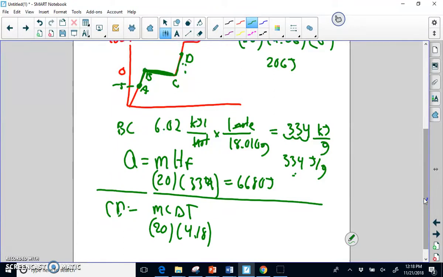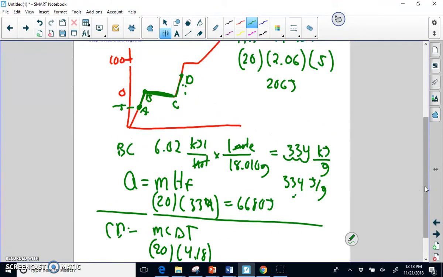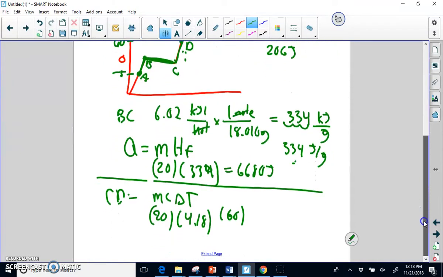Now we've got to get our change in temp. So from C to D, we're going from 0, and if you look in the question, this was 60. So that's a change in temperature of 60 degrees. We multiply those together and we get 5,280.